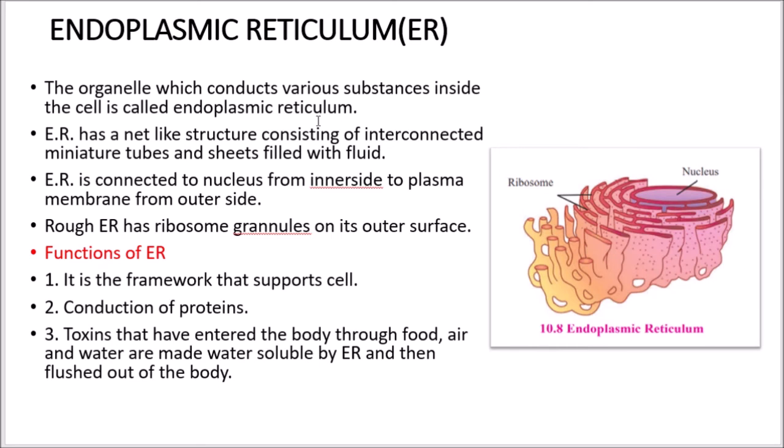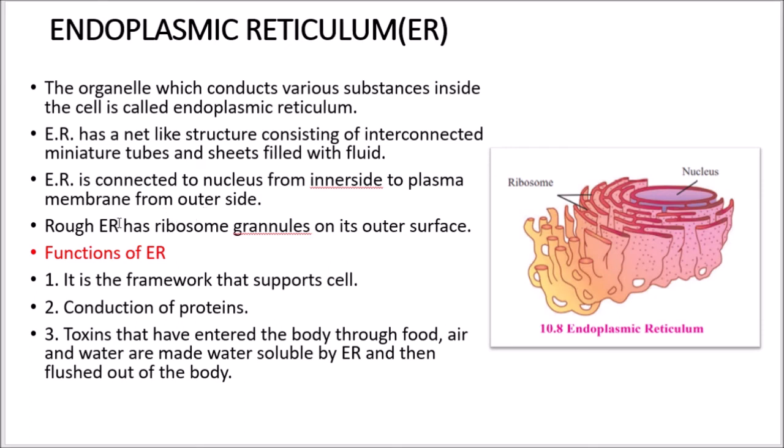The organelle which conducts various substances inside the cell is called the endoplasmic reticulum. ER has a net-like structure consisting of interconnected miniature tubules and sheets filled with fluid. So you can see in the diagram, the sheets are attached to each other around the nucleus, and these sheets are filled with a particular chemical. So what is this chemical? Fluid. Okay, and this fluid passes on to each and every organelle.